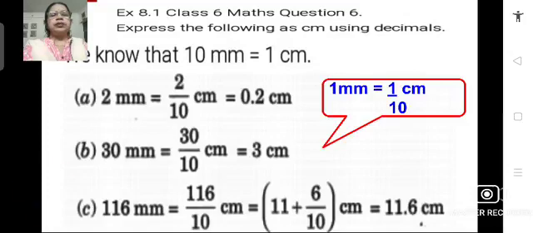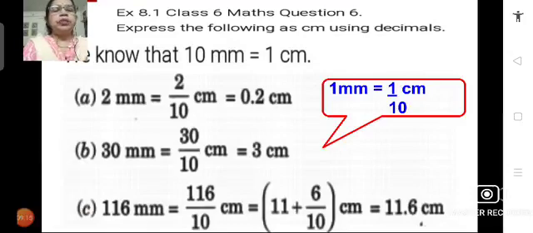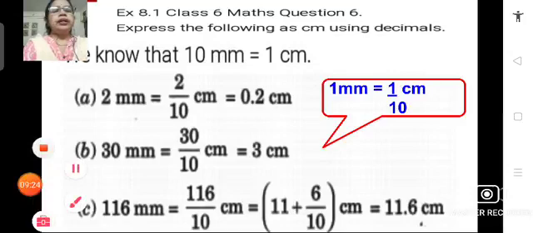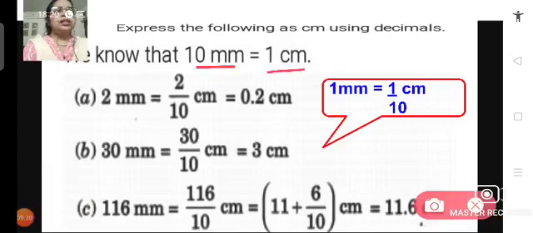Next question. Question number 6, exercise 8.1. Express the following as centimeters using decimals. So here it is given 2 millimeter, 30 millimeter. The measures are given in millimeters, and we have to convert them into centimeters. So children, we know that 1 centimeter is equal to 10 millimeter, or 10 millimeter is equal to 1 centimeter.